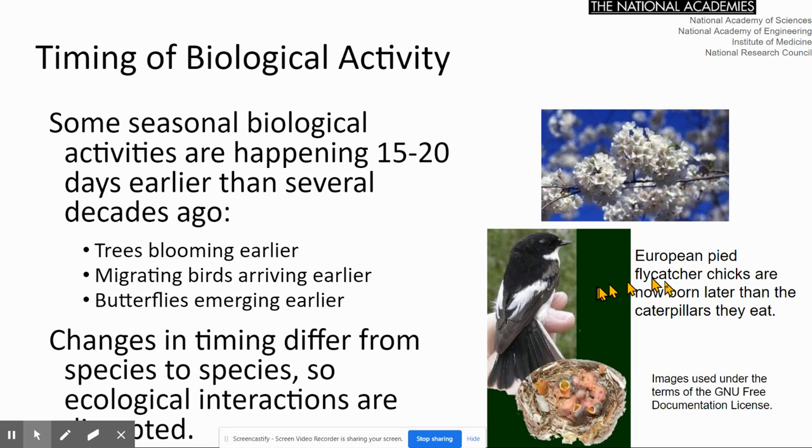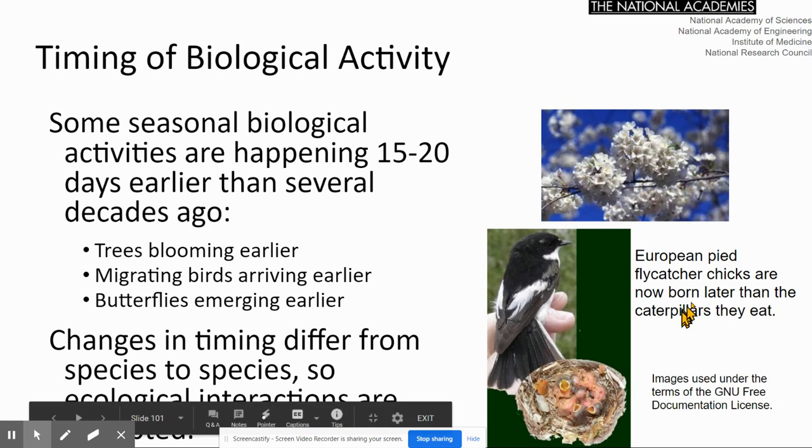Okay, so this is showing you here. European pied flycatcher chicks are now born later than the caterpillars they eat. So the idea is that if their food supply isn't here, then they're out of luck.